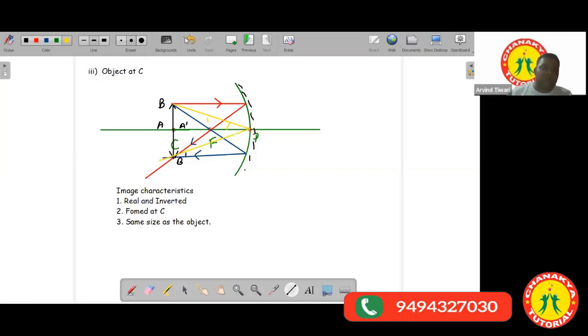But you will use this if you are finding any problem using these two rays, then you should use the third one. Like you are getting the image somewhere before C or after C. So use your scale, and instead of using the second light ray passing through focus, you can use the light ray passing through the pole. So you will be getting the exact one.